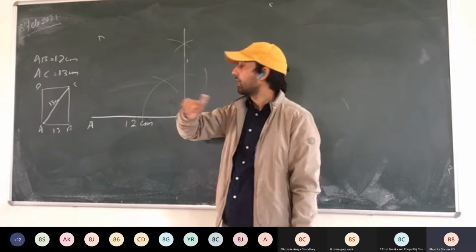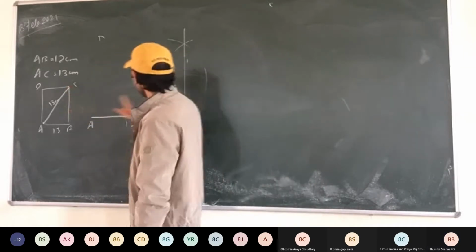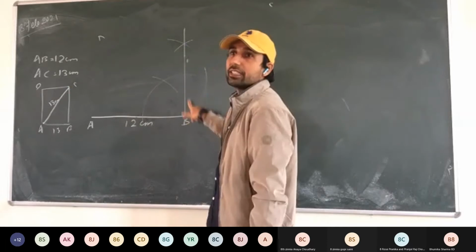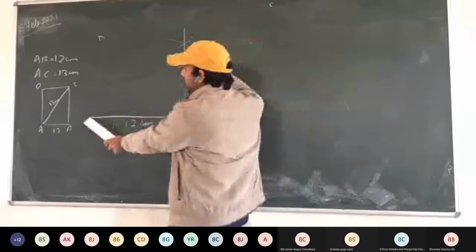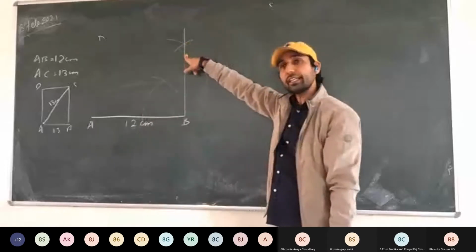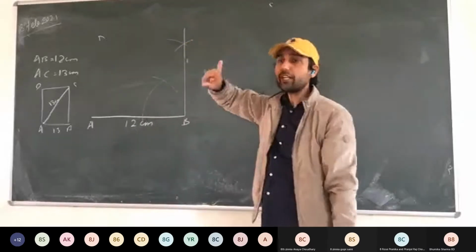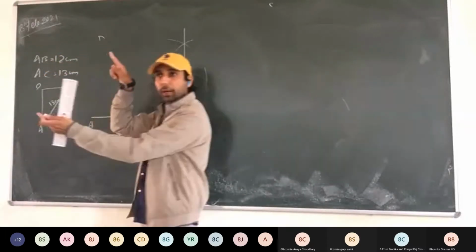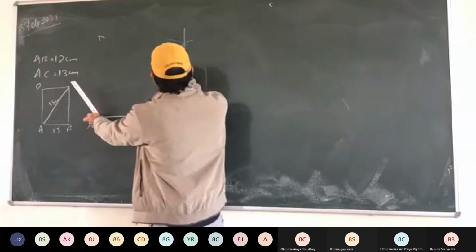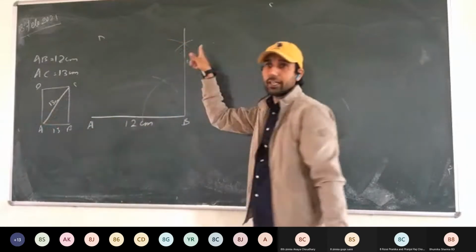Now see here. You can see C is lying somewhere on this line, and that point has to be how far from A? 13 centimeters. So what can we do? We can take a radius of 13 centimeters in the compass, and from A we can make an arc on this line.